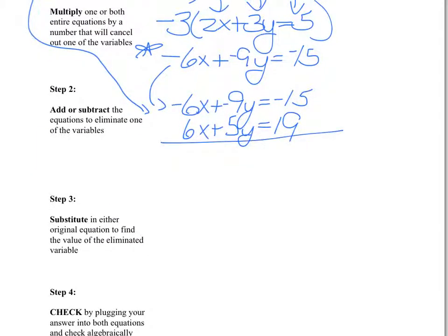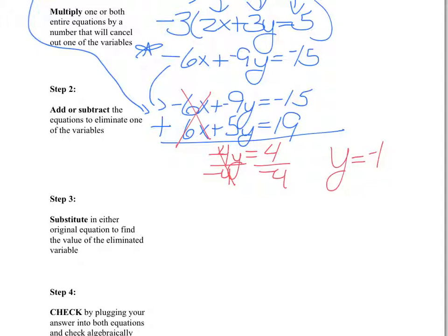I'm going to add them together just like we have been. The x's cancel. -9 plus 5 is -4y. And -15 plus 19 is positive 4. Divide each side by a -4, and you get y equaling -1. Now that I know that y equals -1, I need to go back into one of the original equations.